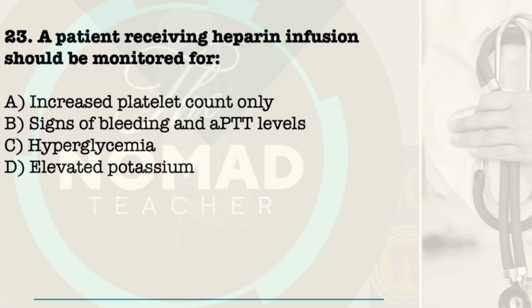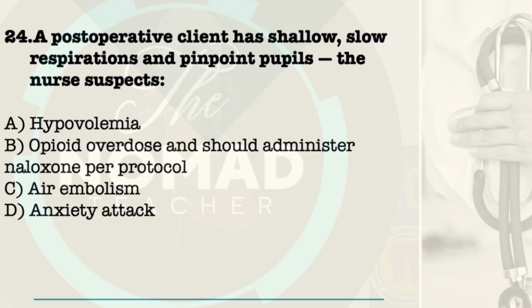24. A post-operative client has shallow, slow respirations and pinpoint pupils. The nurse suspects A. Hypovolemia. B. Opioid overdose and should administer naloxone per protocol. C. Air embolism. D. Anxiety attack.